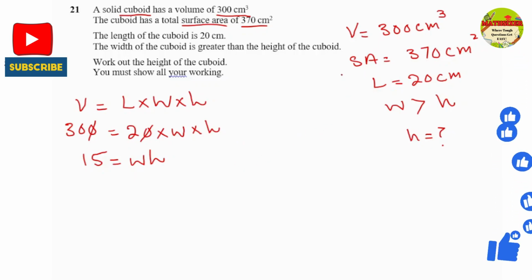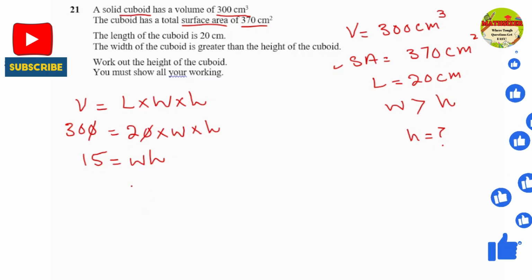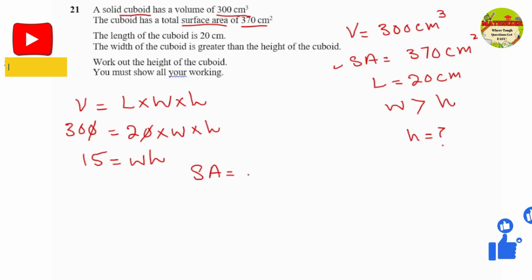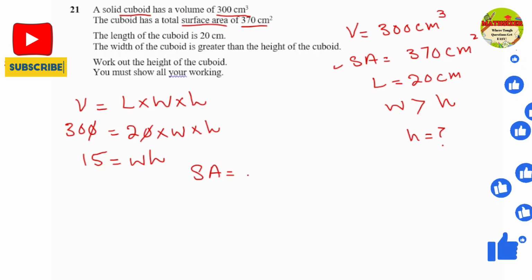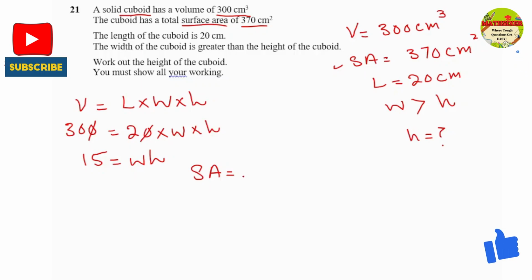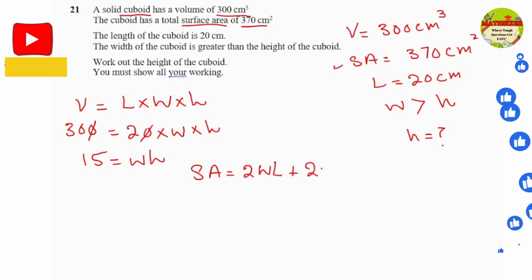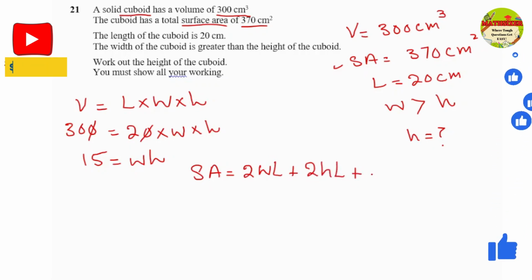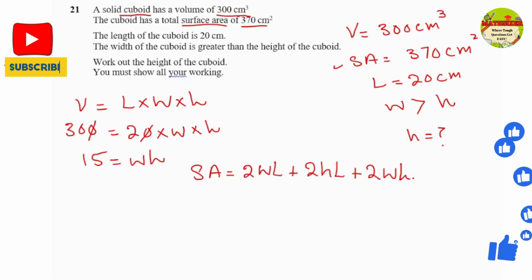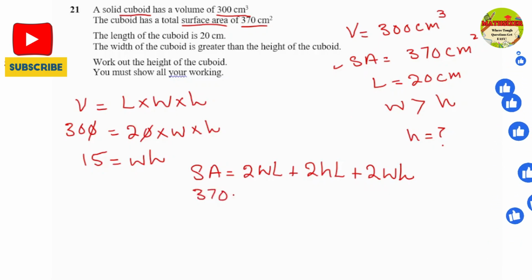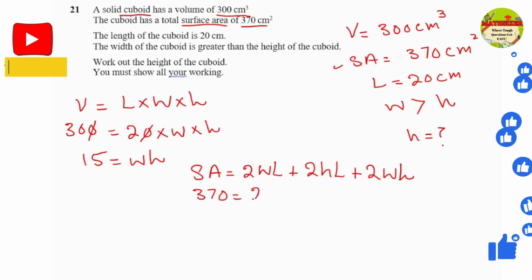So we're going to use the second information, surface area. Surface area is equal to, let's write down here. So what's the surface area? You can do it this way. We have length, width. Surface area means the area of all faces, and a cuboid has 6 faces. So that would be 2 times WL plus 2 times HL plus 2 times WH. Okay, and we have been given surface area is 370.